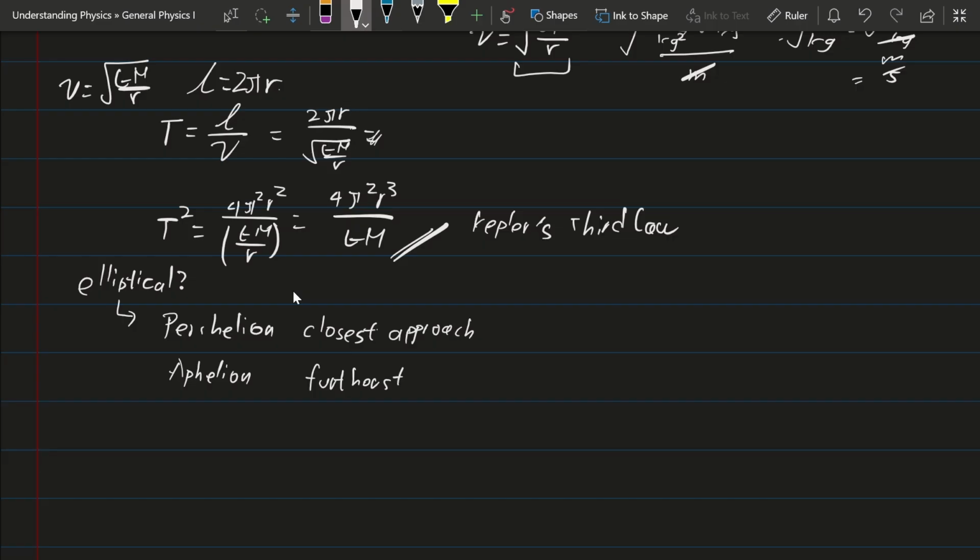So the way that we'll actually define this is by using an elliptical orbit. Here, it's the sun. From here to here, this is what we call the perihelion, while from here to here is what we call the aphelion. It is basically the minimum and the maximum distance.